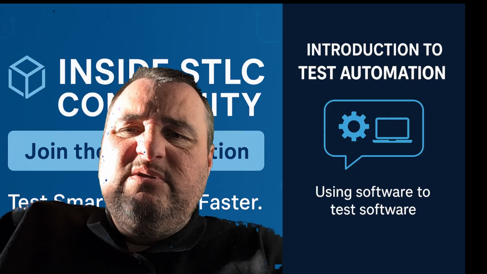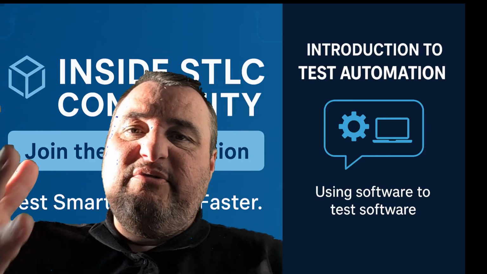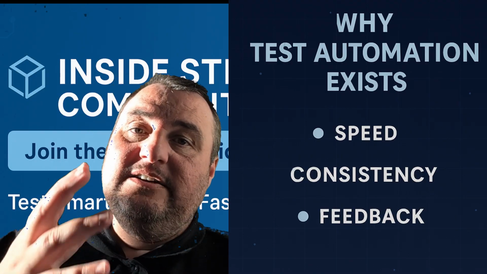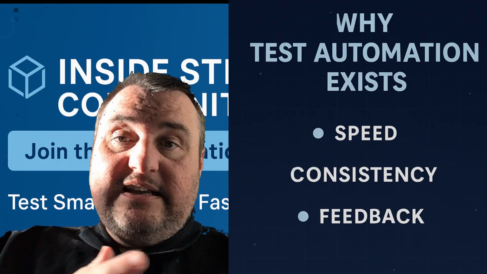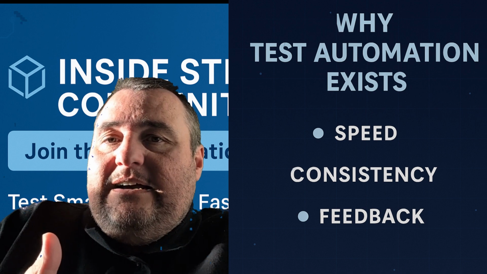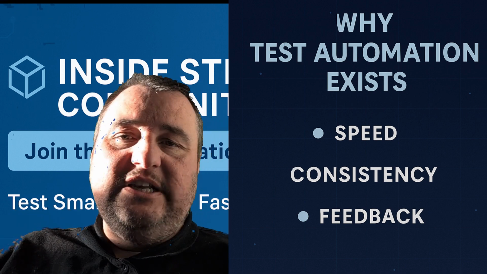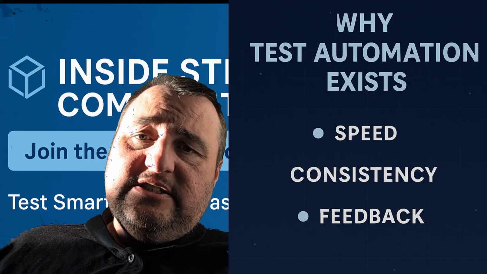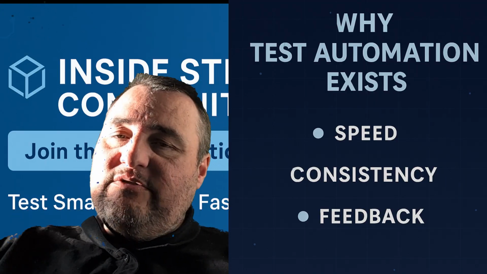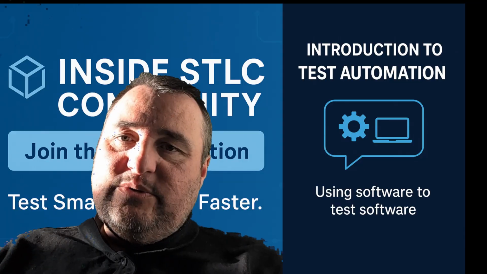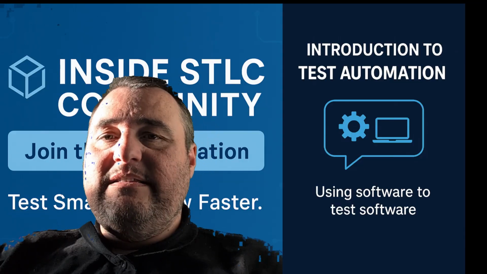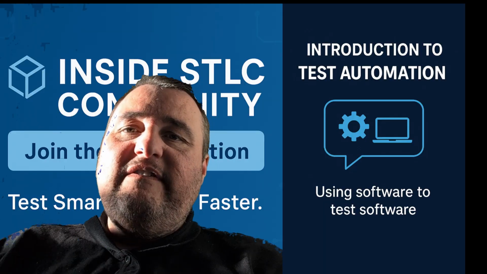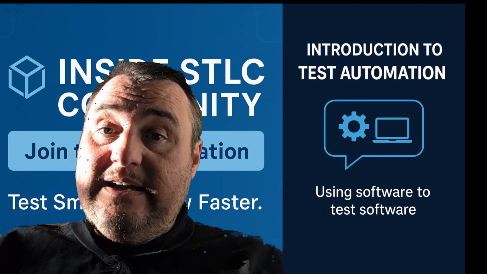So why do we use automation? Well, there are three big reasons automation exists. Speed. Tests run faster than any human. Consistency. No more, I forgot to test that. Feedback. We can catch problems earlier in the development lifecycle, more of a shift left test approach. So the goal isn't to automate everything, and it really bugs me when people say we need to automate everything. The goal is to automate the things that are stable, repeatable, and valuable. So if you ever wondered why bother, that's why.